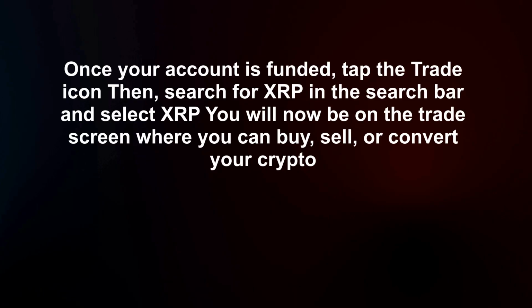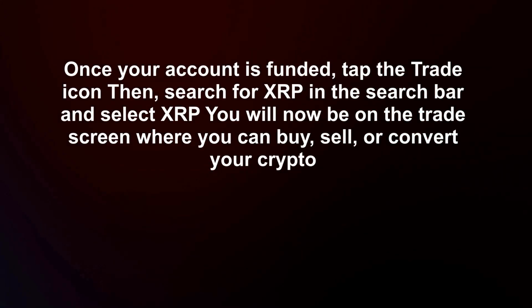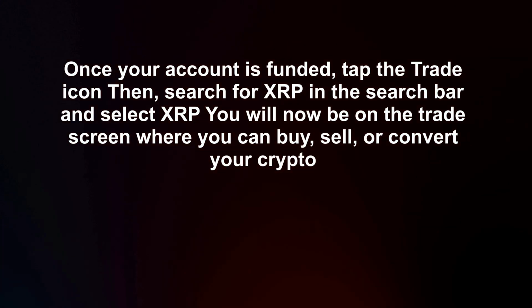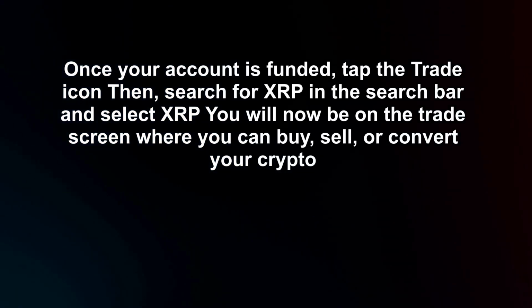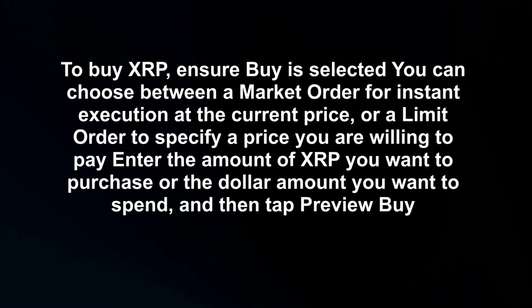Once your account is funded, tap the trade icon, then search for XRP in the search bar and select XRP. You will now be on the trade screen where you can buy, sell, or convert your crypto. To buy XRP, ensure Buy is selected.